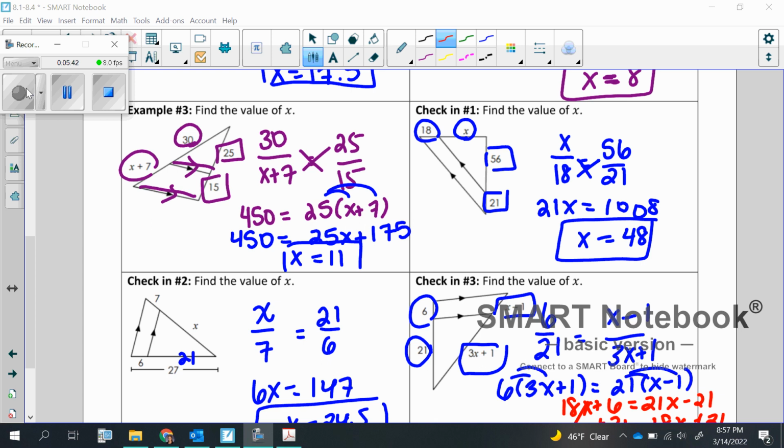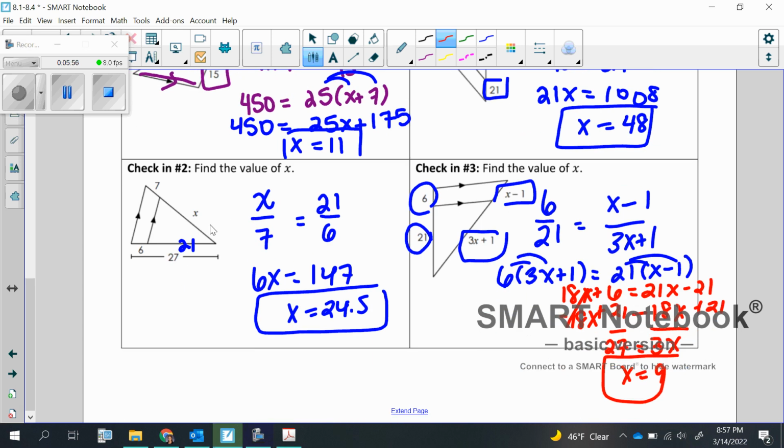So what I did was I filled in the check-ins on here. So check-in number 1, you'll see that we did x over 18 equals 56 over 21. We solved. We got x equals 48. So you can pause it to check yourself. Check-in number 2, we did the same thing. x over 7 equals 21 over 6. How did I get the 21? We want to do the 27 minus 6. That means we'll be left with 21. We don't want the whole thing here because we're just doing piece over piece.